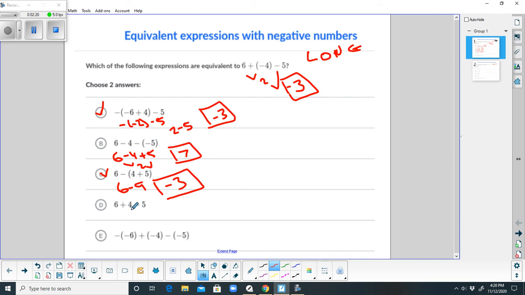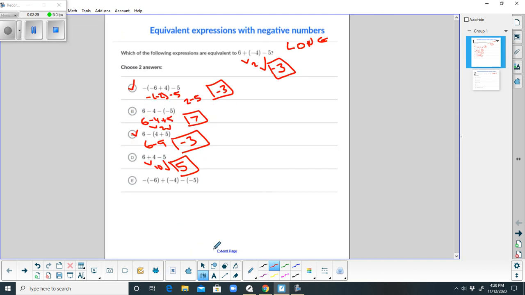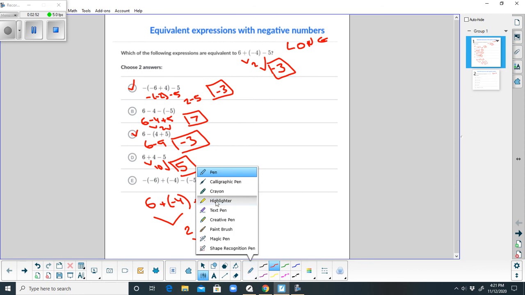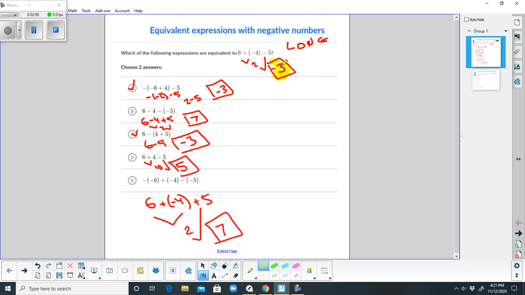This is 6 plus 4, which is 10, and 10 minus 5 is 5, so this one does not match. And finally, the last one, negative 6 plus negative 4 minus negative 5. I would just rewrite this as 6 plus negative 4 minus negative 5, which would be plus 5. If you evaluate it left to right, 6 plus negative 4 is 2, and 2 plus 5 is 7. So once again, the two that match our answer of negative 3 are this one and this one. So A and C.